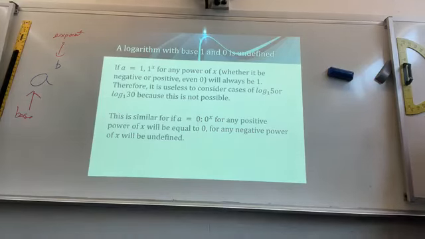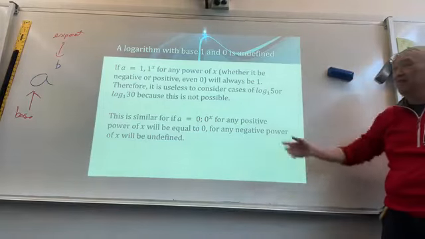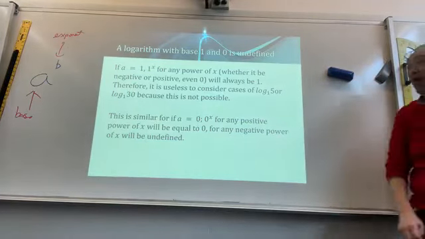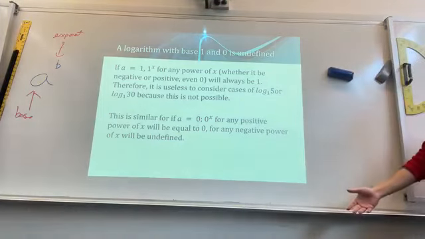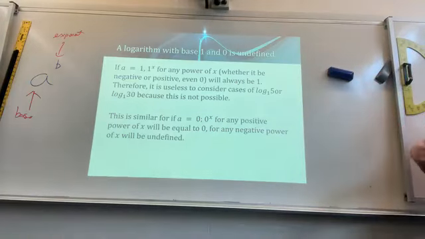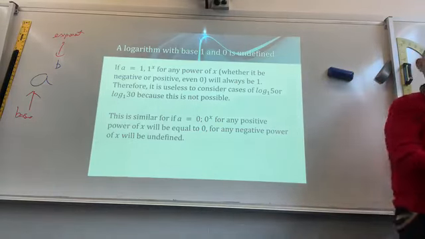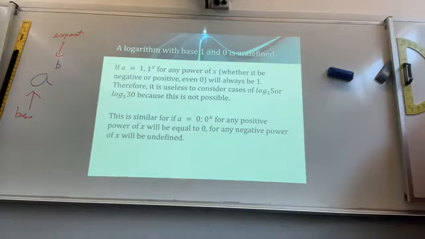A logarithm with base 1 or 0 is undefined. If A equals 1, then 1 to the power of x, for any x, whether positive, negative, or even 0, will always be 1. Therefore, it is useless to consider cases of log base 1, because this is not possible. Similarly for base 0: 0 to the power of x for any positive x is equal to 0, and for any negative x it is undefined. And you cannot have x to the power of 0 as well. So therefore we don't have a log of base 1 and 0.